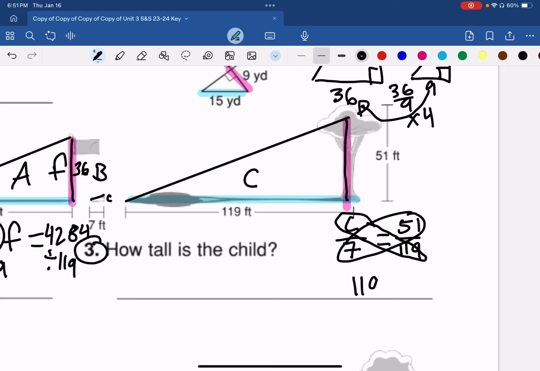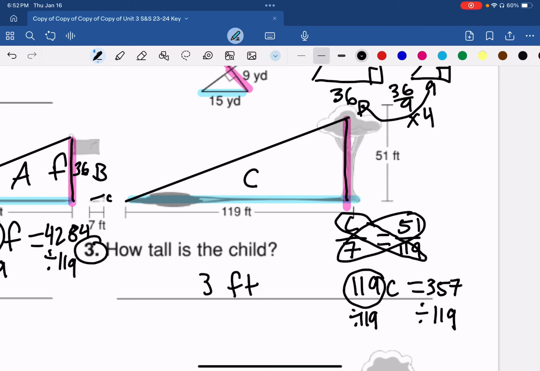All right, 119C is equal to 51 times 7. So 1 times 7 is 7. 7 times 5 is 35. Feel free to fact check me if you're not sure about my mental math, but I'm pretty sure I'm right. All right, now C is not by itself, so we need to divide by the number. So 357 divided by 119. So the child is 3 feet tall. Believe it or not, you were once 3 feet tall. That was probably a toddler.